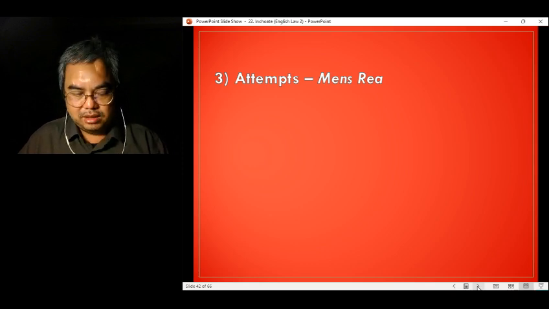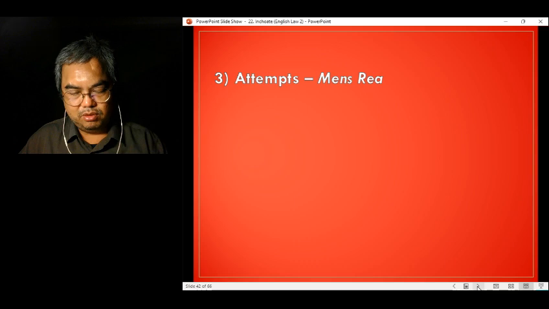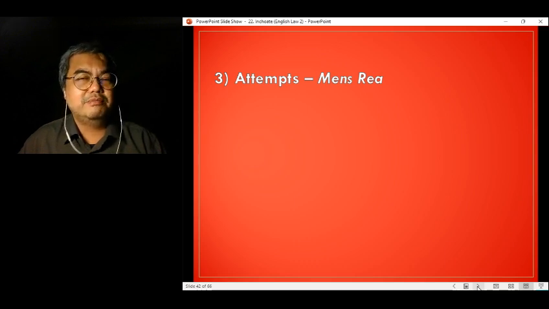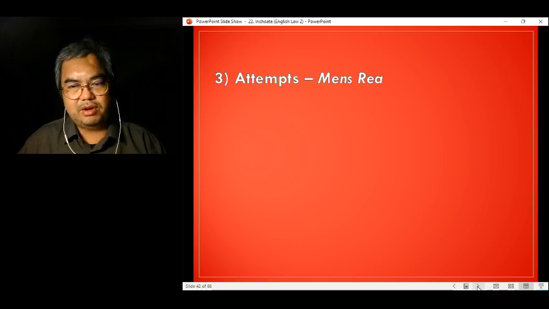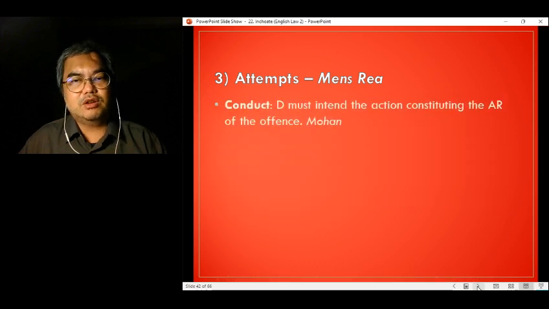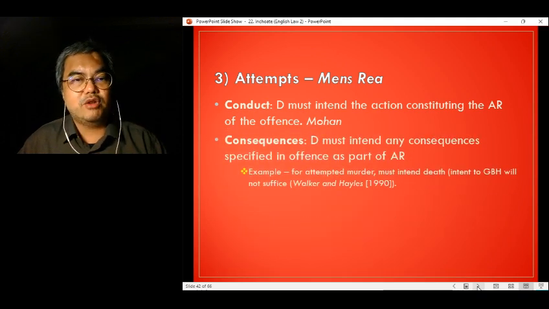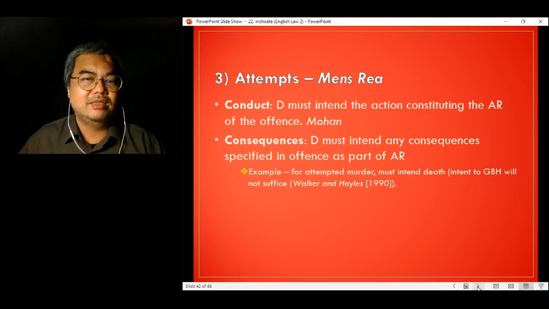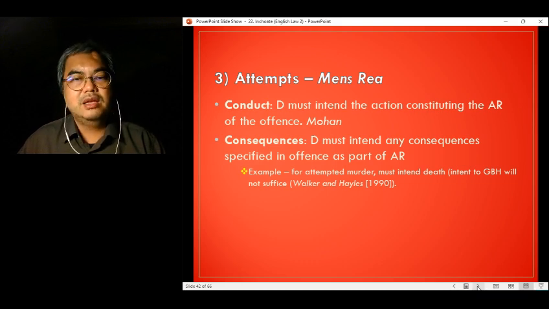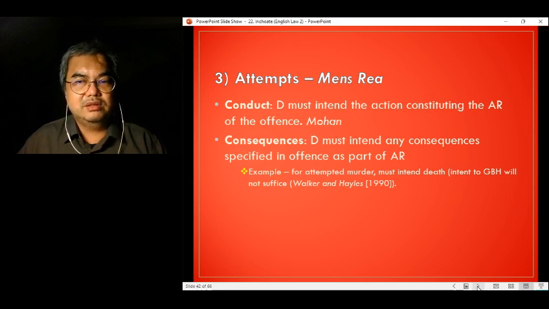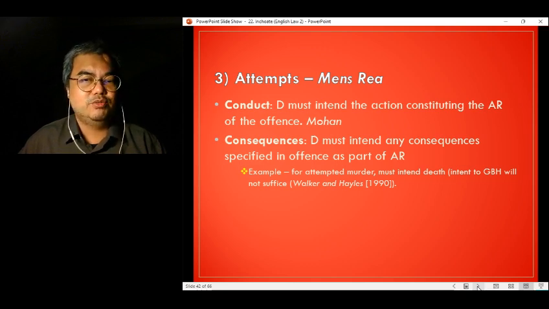So that's it for the actus reus for attempt. You must show that he was doing acts which are more than merely preparatory, and for the mens rea, as mentioned just now, he must have intended the crime. If it was a conduct crime, then he must have intended the action that constituted the actus reus of the offense. If it was a result crime, a crime where there were consequences, he must have intended the consequences. For example, if it's murder, he must have intended death. So having the intention to cause grievous bodily harm is not enough. He must have intended the consequences of the offense, which was murder.